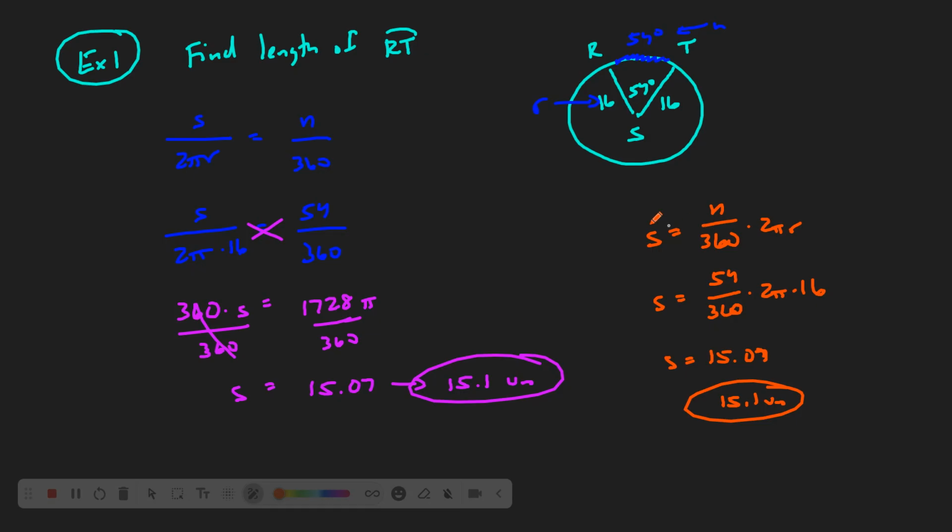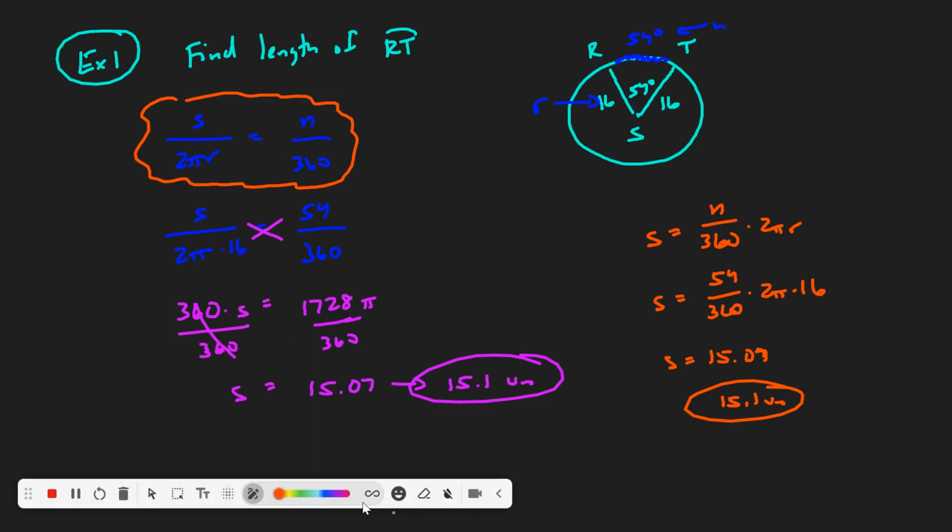So I don't care what you do. I think that this formula, I like its proportionality about it, and I think the state test likes that too. But it's up to you. Okay, second and last example of this video, so example 2.